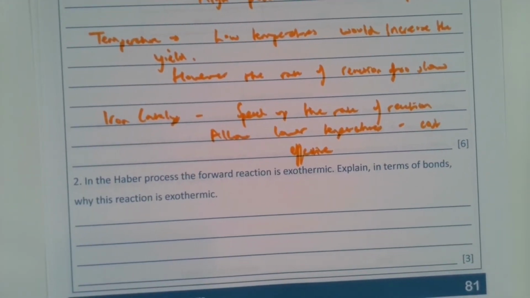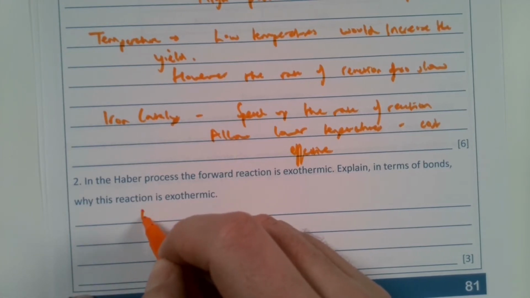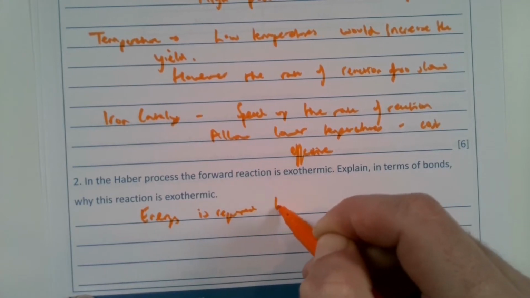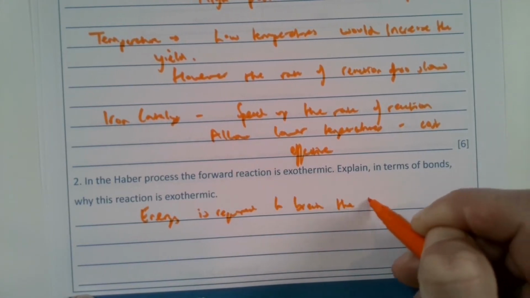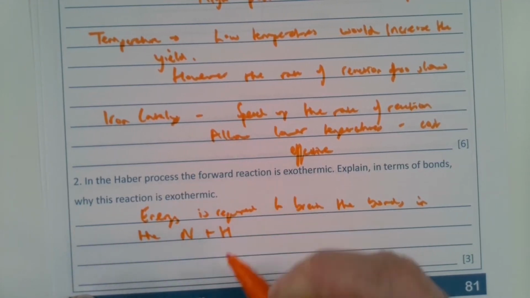Question 2. In the Haber process, the forward reaction is exothermic. Explain in terms of bonds why this reaction is exothermic. Well, firstly, energy is required to break the bonds in the nitrogen and hydrogen.